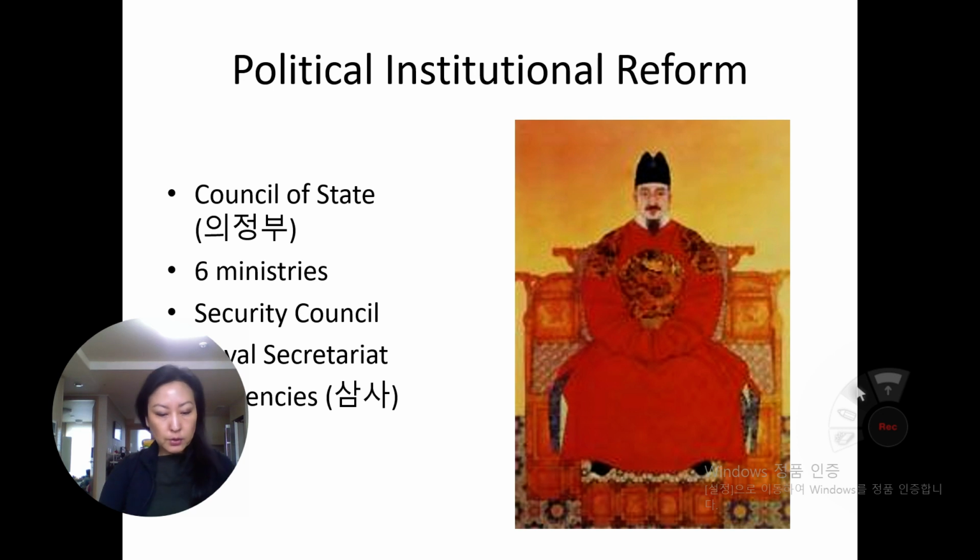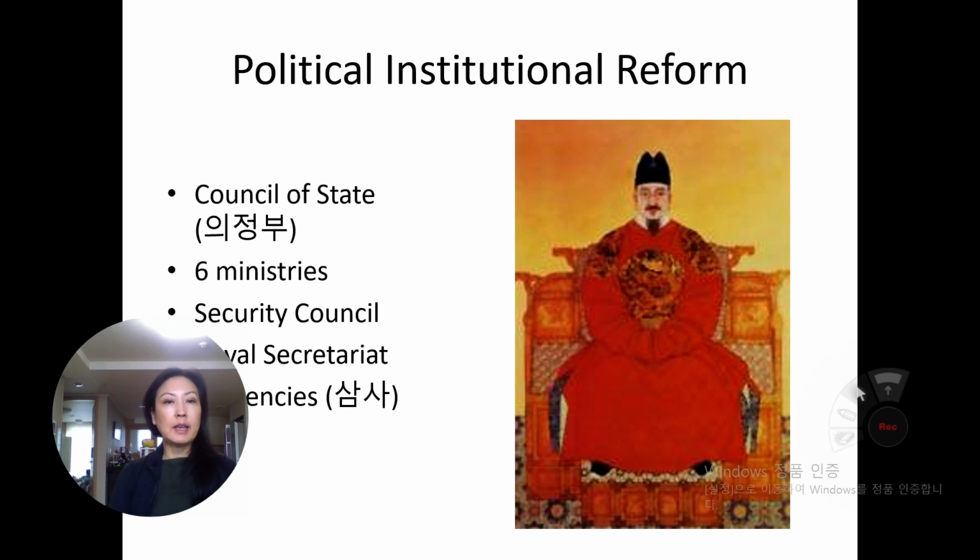So again, at the end of the Goryeo dynasty, one of the problems was that there was a concentration of power amongst just a few individuals. So the Joseon dynasty got rid of concurrent appointments. This means that one person could not hold more than one appointment at the same time. So if one person held several appointments or several high official positions, then this would concentrate a lot of power in that one individual. And so to avoid that from happening again, they got rid of these concurrent appointments.